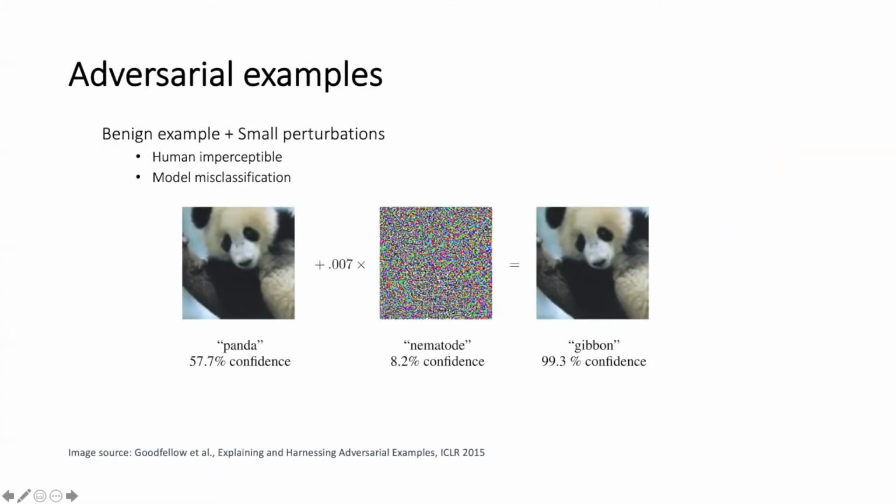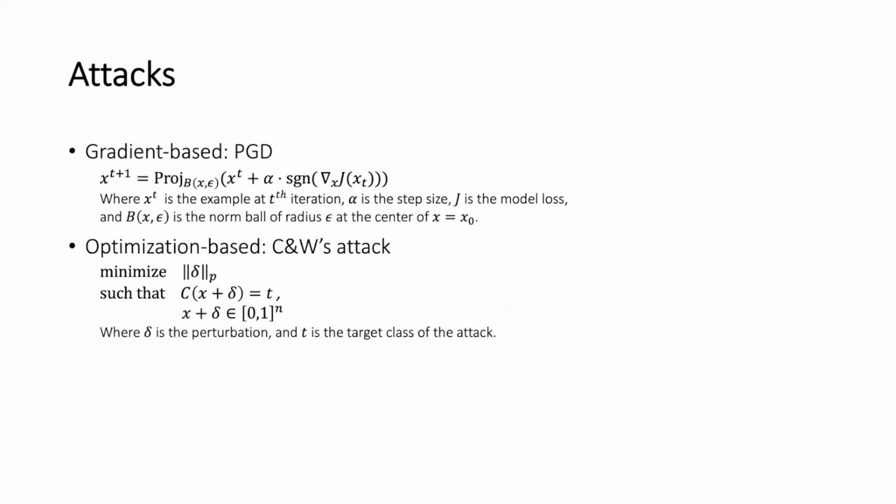More generally, there exist adversarial examples, which are examples crafted from any benign examples by adding small perturbations. This is a very famous example. This panda image with a human imperceptible noise would be classified as a gibbon with even much higher confidence. We call the algorithms that generate such adversarial examples adversarial attacks. Many attacks have been proposed in these years, and the most popular ones are the projected gradient descent attack and the CW attack.